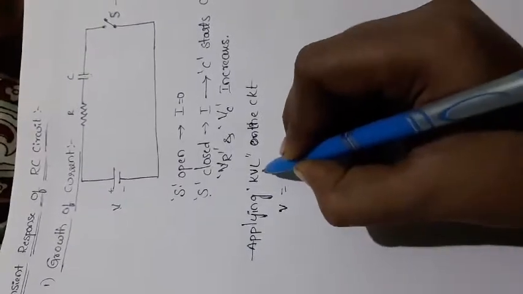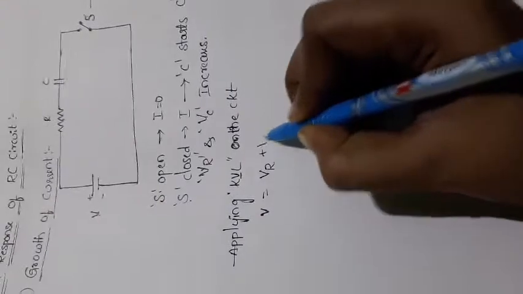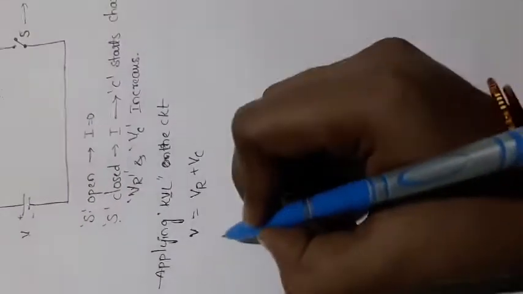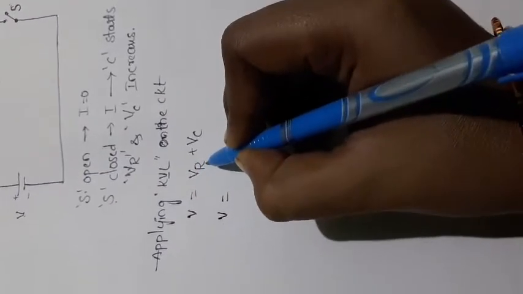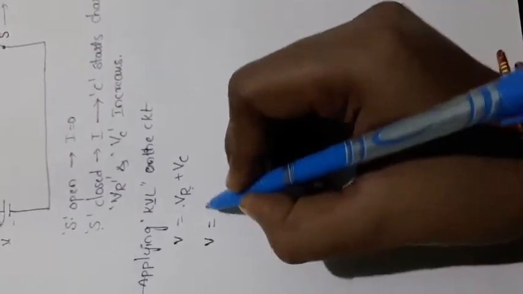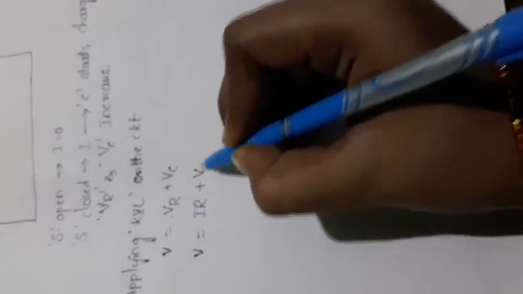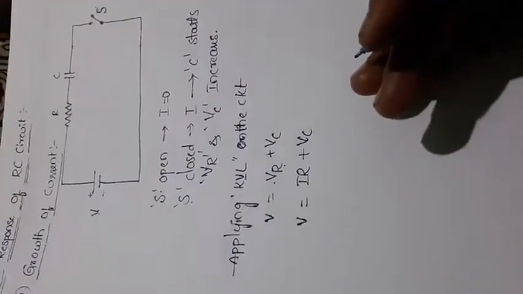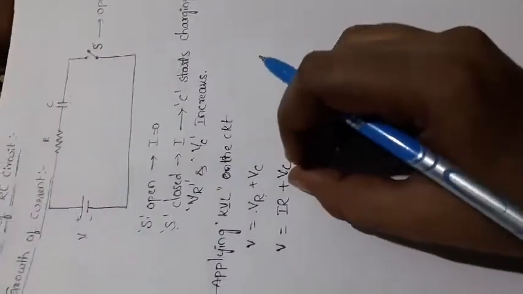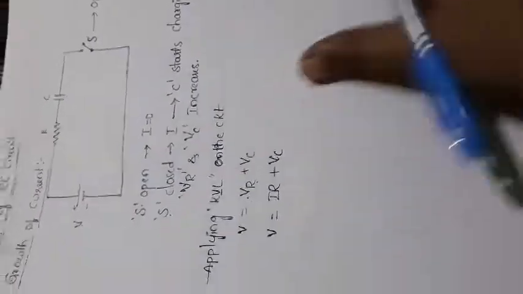So the KVL equation is the complete voltage. V is equal to the voltage across the resistor plus the voltage across the capacitor, so V = VR + VC. VR in terms of the resistor is, by Ohm's law, IR, so V = IR + VC. In the previous case we already discussed that in terms of the inductor, the voltage is L di/dt. Just observe the previous derivation, the growth of current for the transient response of the RL circuit.